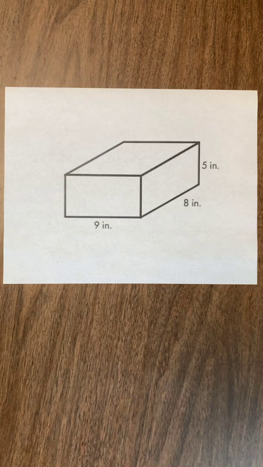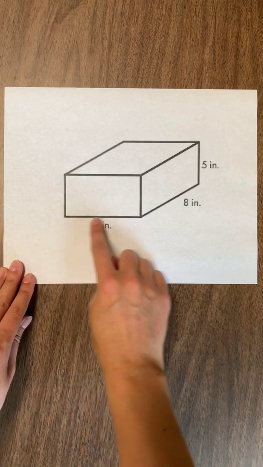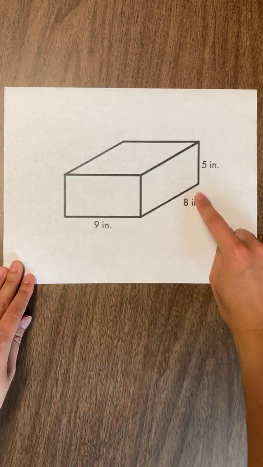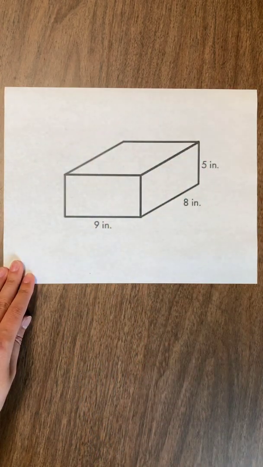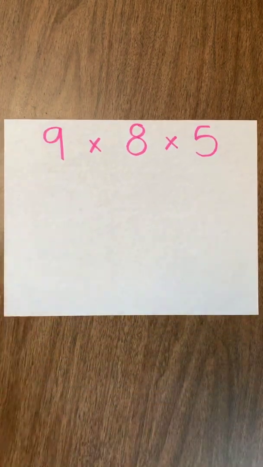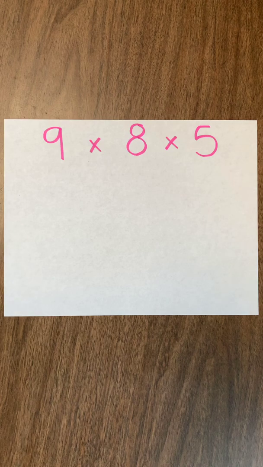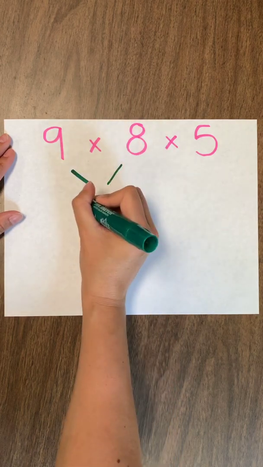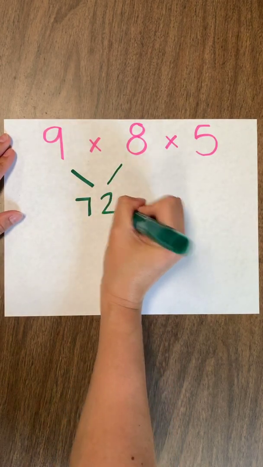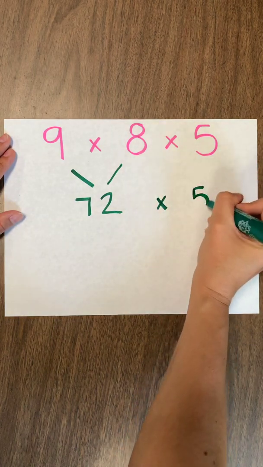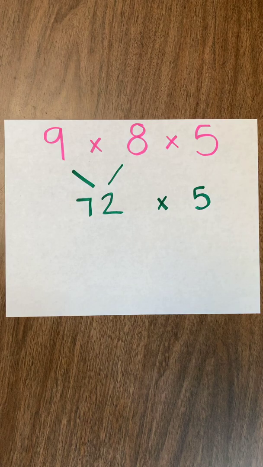Let's check your work. To find the volume of this rectangular prism, you needed to use the formula length times width times height, or in other words, 9 times 8 times 5. I rewrote my problem on a separate piece of paper to give myself some more room. To begin, I'm going to multiply the length and the width, which was 9 times 8. 9 times 8 is 72. I'm not quite done because I was ignoring that times 5, so I'll just pull that down.